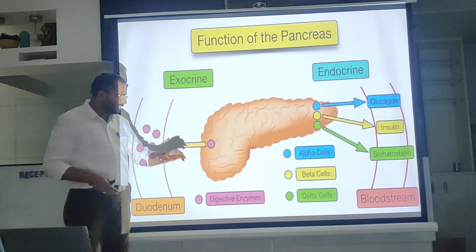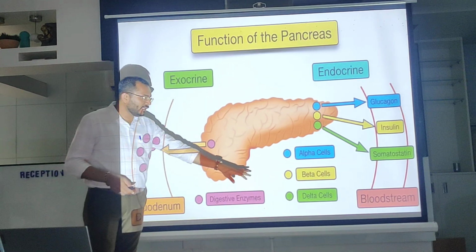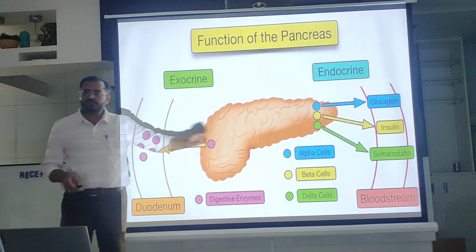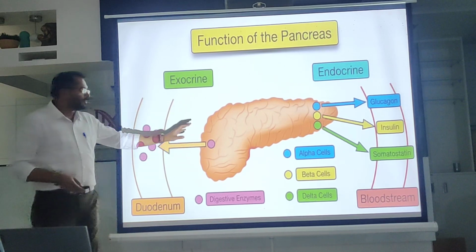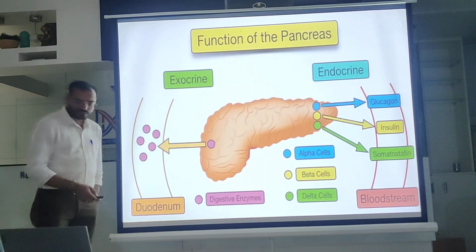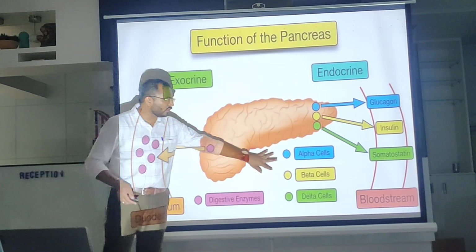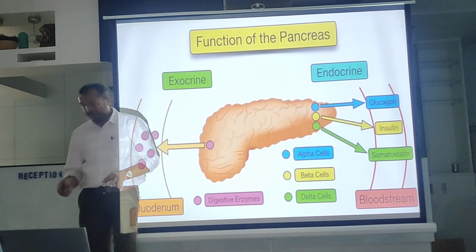And somatostatin is secreted by the delta cells. So it is also partially helping in blood glucose metabolism. So these are the three endocrine functions. But we need to understand these two mainly for a better understanding.